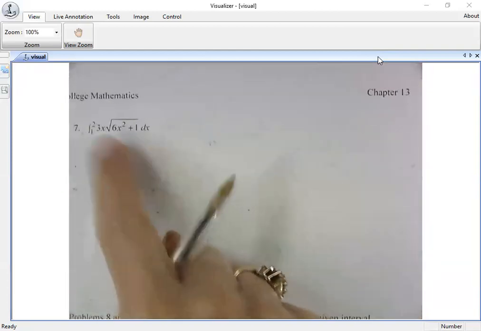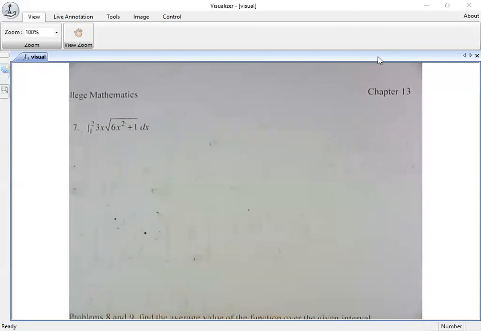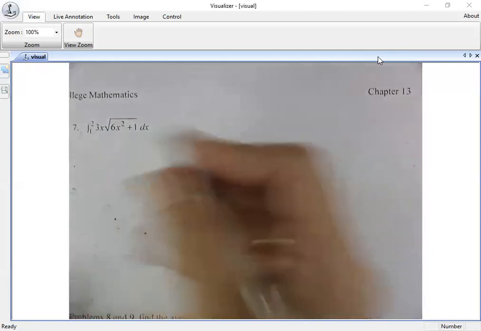So this is our problem. What do you think should happen with it? Looks like a U substitution. I'm so glad nobody said change your lower limit to 2, because then that would have turned it to 0. But okay, we're going to do a U substitution.